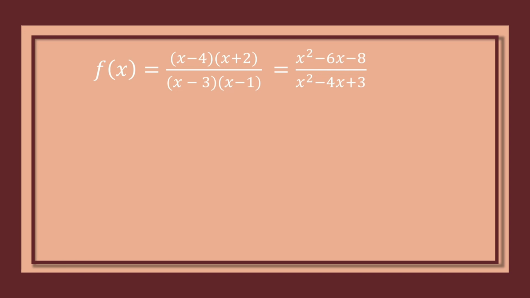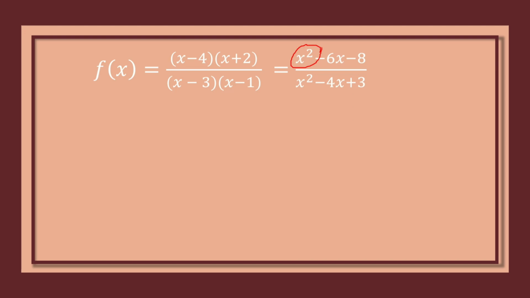Let's go back to example number 3. So for us to be able to use method number 2, the horizontal asymptote, let us first expand the numerator and the denominator for us to identify n and m. So the result is x squared minus 6x minus 8 divided by x squared minus 4x plus 3. Next is we identify n. So the highest or the degree of the polynomial in the numerator is 2.